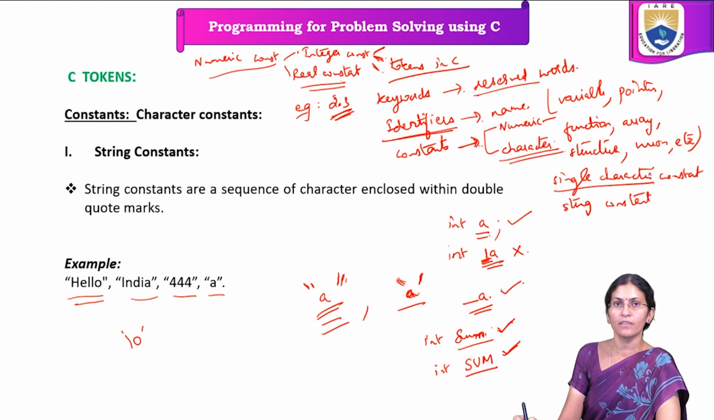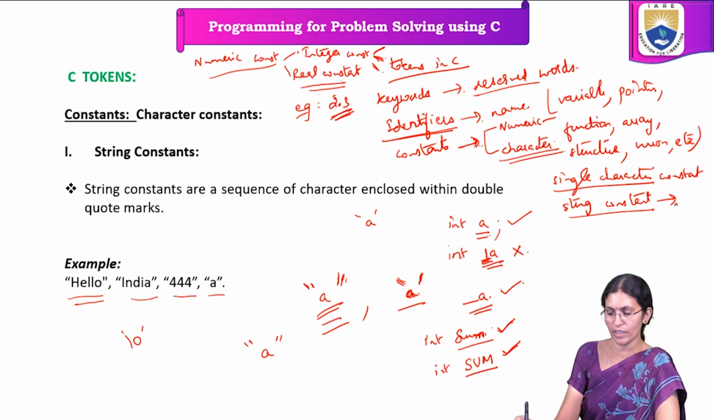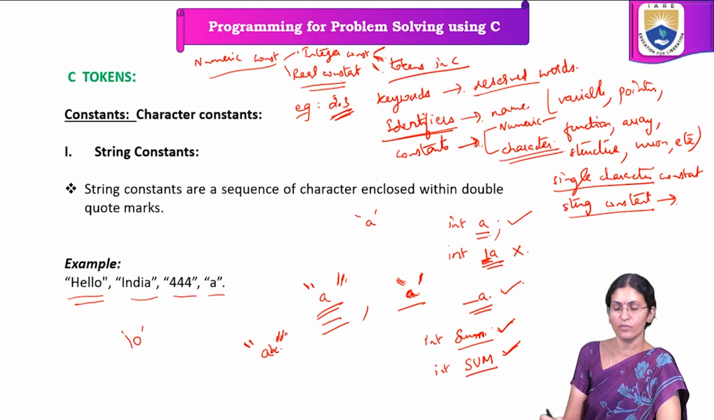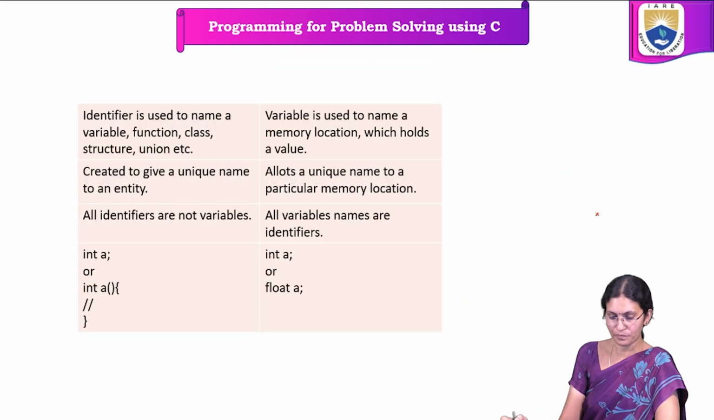So a single character constant consists of a single character enclosed in single quotes, whereas string constants are enclosed in double quotes. Any character or sequence of characters, a string, is nothing but a sequence of characters, for example A, B, C, and this is also valid. A string is a sequence of characters terminated by a null character. These characters enclosed in double quotes form a string constant.